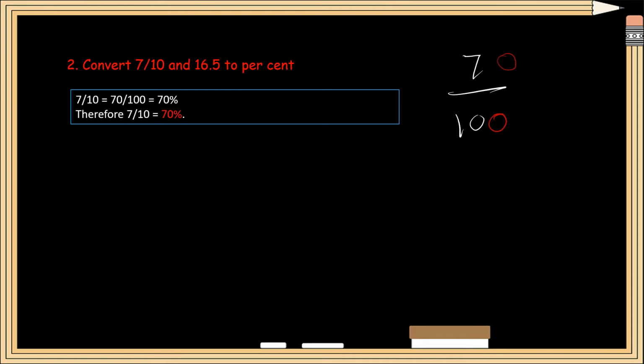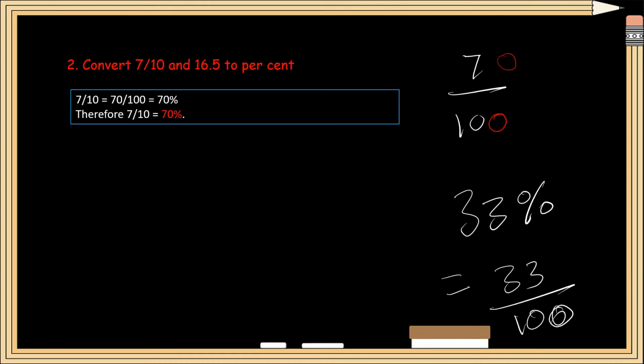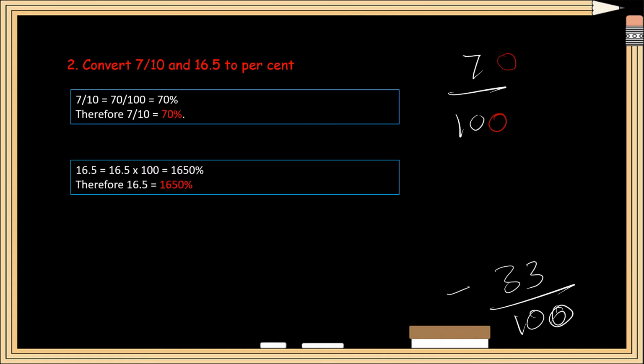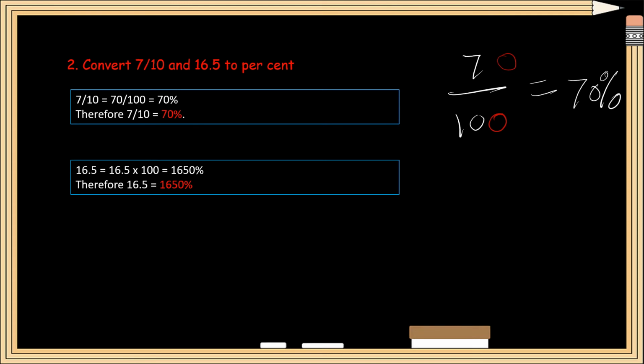Remember what I told you: if I have 33%, that is equal to 33 by 100, and vice versa. So 33 by 100 is 33%. Now here we have 70 by 100, so this is equal to 70%. It's that easy. Here I didn't multiply by 100 as we should do. In the next problem we will multiply it by 100. So here you can see the answer. I'll just clear the board.